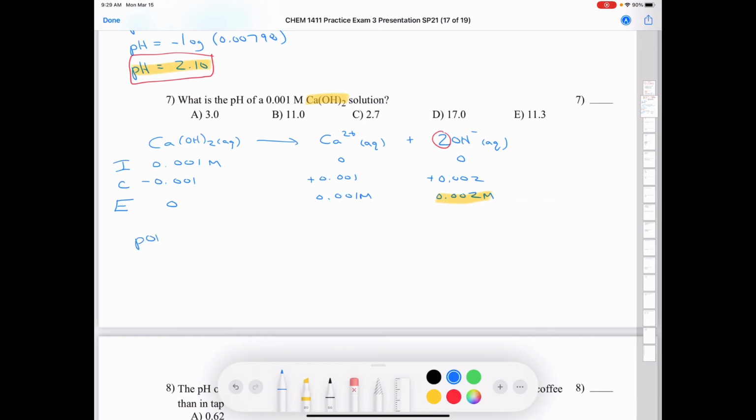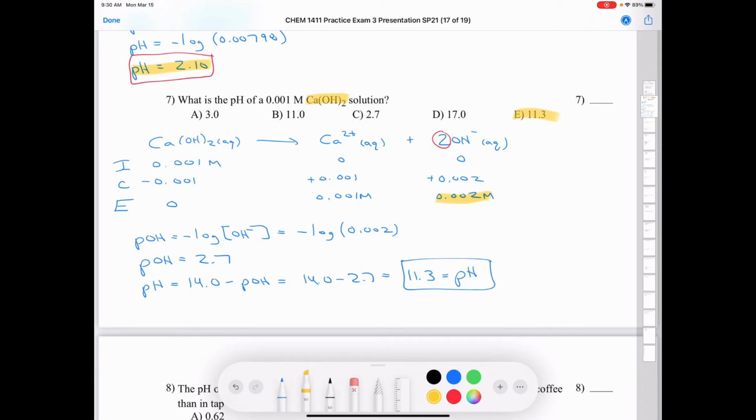So pOH is going to be equal to the negative log of the concentration of my hydroxide ions, which equals the negative log of 0.002. And when I punch that in my calculator, I end up with a pOH that is equal to 2.7. And so since pH is going to be equal to 14 minus the pOH, I get that it's equal to 14 minus 2.7. And when I punch that in my calculator, I get that my pH is equal to 11.3. And that is E.